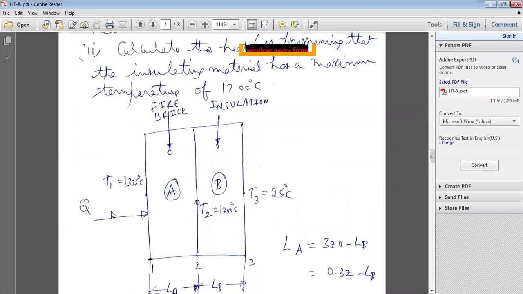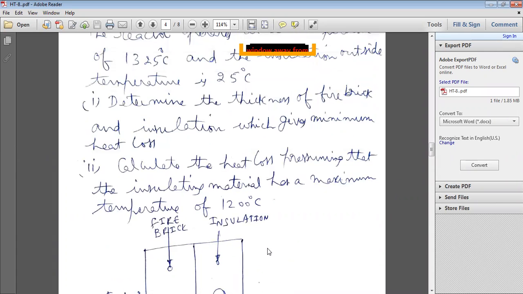If you provide insulating material to this reactor wall, heat transfer from the reactor reduces, and more heat is available for the reaction. So you can avoid heat transfer from the reactor to the outside environment if you provide insulating material. Insulating material does not allow heat to transfer from the reactor to the outside environment. Then more heat energy is available in the reaction. That's why you have to provide insulating material. So determine the thickness of the fire brick and insulation which gives minimum heat loss.